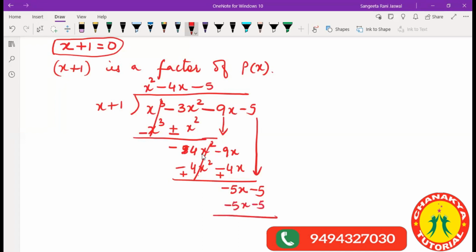And when I subtract it, the signs will be changed. So this term is gone, this term is also gone. I get the remainder 0. Okay. So this shows me that the quotient, that means x square minus 4x minus 5, is a factor of this big polynomial. Is it? Is a factor of p(x)? Yes, ma'am.